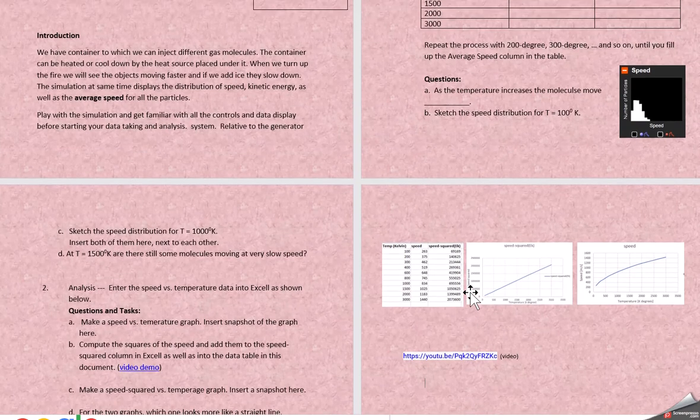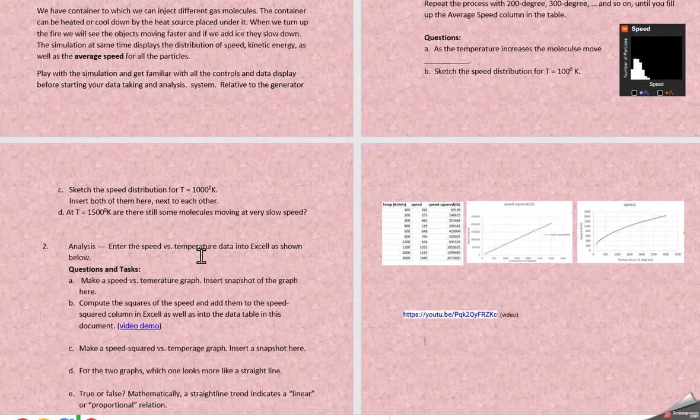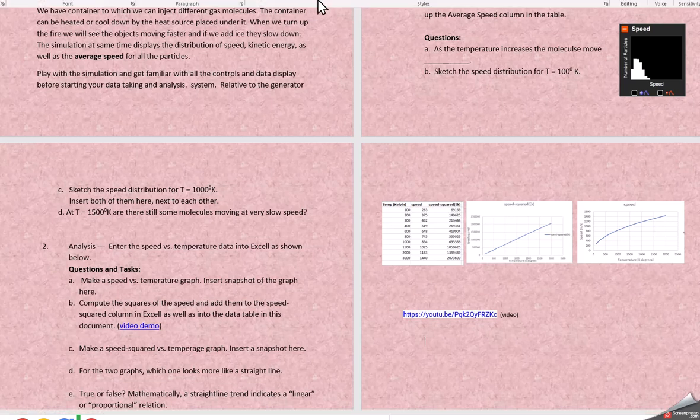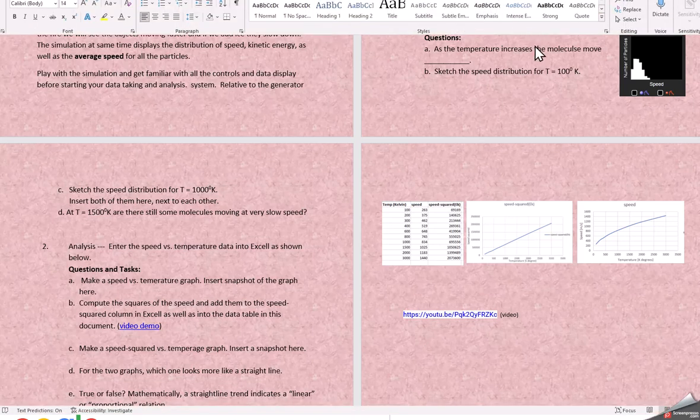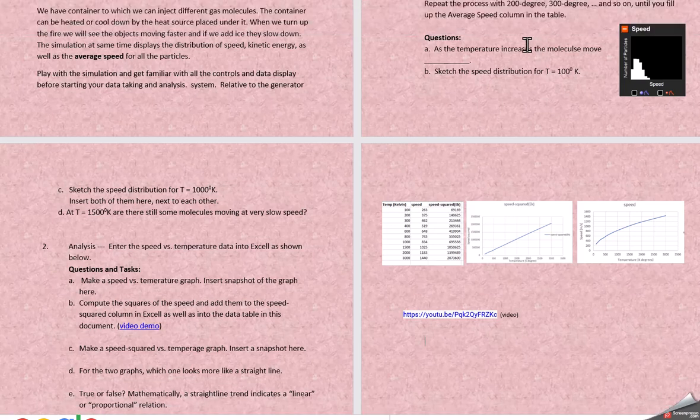And then here I ask you a question about this sketch: at 1,500 degrees, are there still some molecules moving very fast, or very slow? When the temperature is higher, the molecules move faster. But it's a very high temperature, so are there molecules moving at a very slow speed? Well, the answer is yes or no. So I will ask you. But since this is a lab, it's an observation.